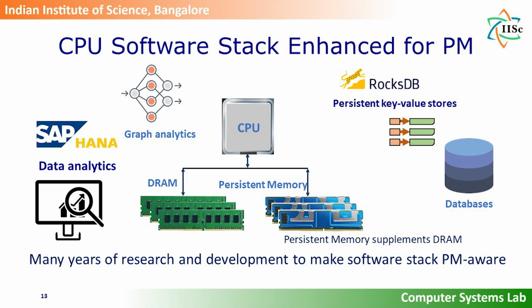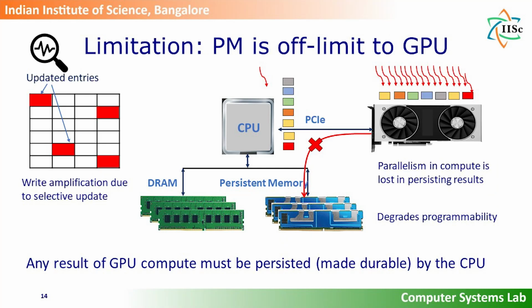What we found in our research is that while a lot of work has happened in the CPU software stack to get this persistent memory technology assimilated in the stack, a lot of compute today happens on the GPU, which did not have a direct way to manipulate data that resides in the persistent memory. And this creates a lot of constraints.